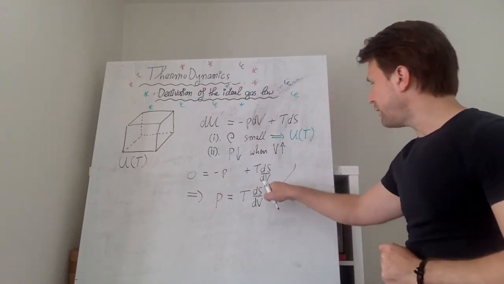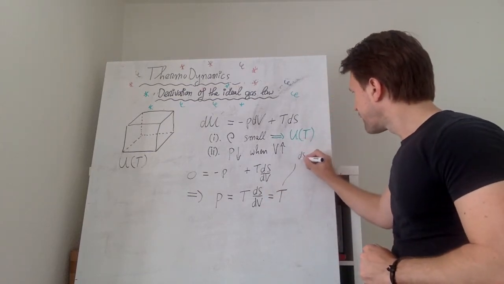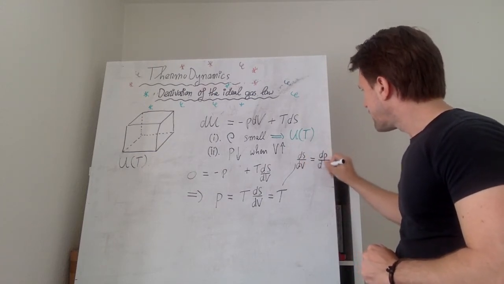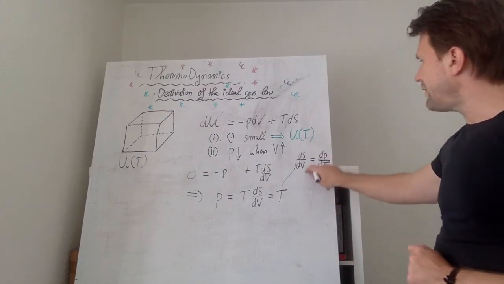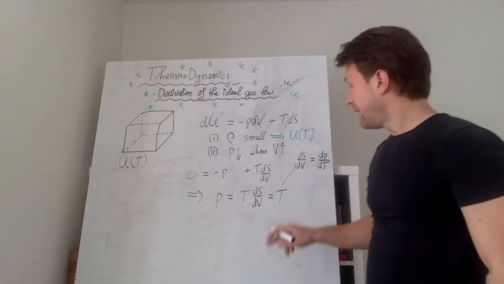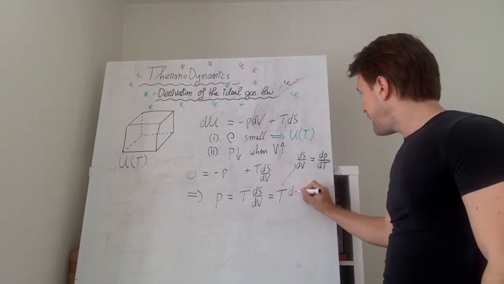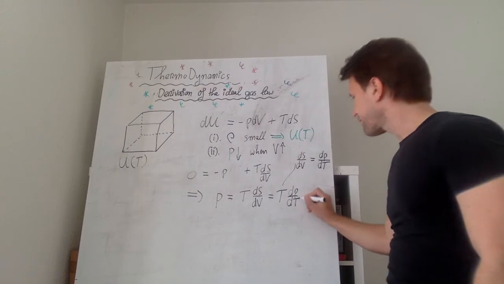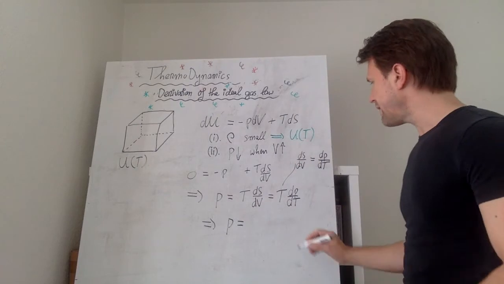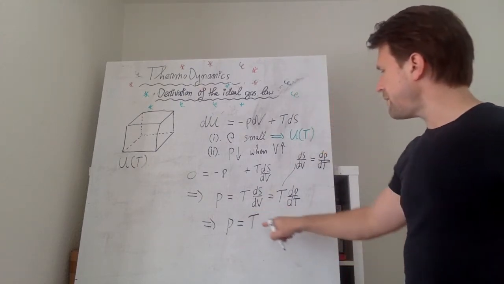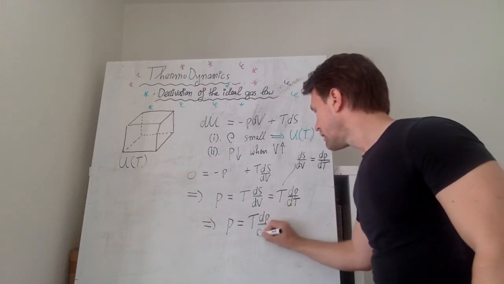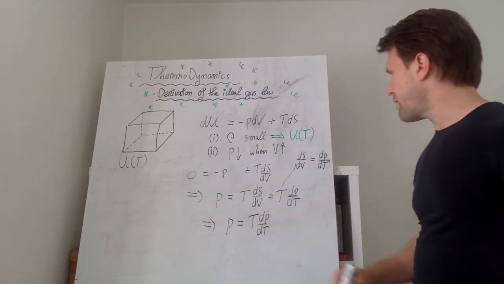Let me write it down first. So dS/dV is equal to the derivative of P with respect to T. So dS/dV is the same as dP/dT. If that's true, then that means dS/dV can be replaced by dP/dT. And then I end up with the following rule, that the pressure, I don't know what it is yet, but I do know that it should be the same as the temperature times the derivative of the pressure with respect to the temperature. Then I have this equation over here.